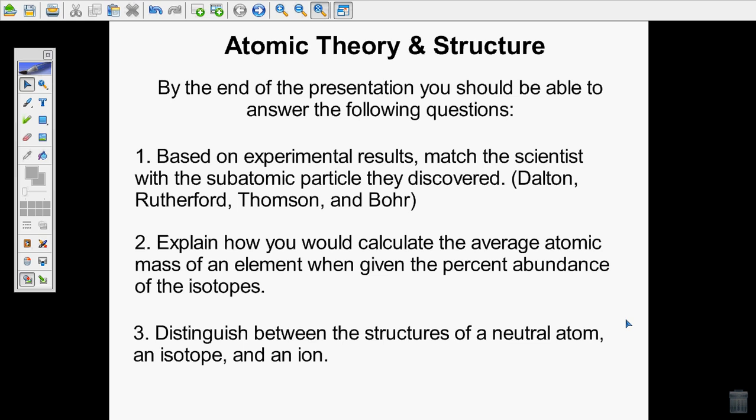So our topic today is atomic theory and structure, and by the end of this presentation you should be able to answer the following questions. Question number 1, based on the experimental results, match the scientists with the subatomic particle that they discovered. For example, Dalton, Rutherford, Thomson, and Bohr. Number 2, explain how you would calculate the average atomic mass of the element when given the percent abundance of the isotopes. And number 3, distinguish between the structures of a neutral atom, an isotope, and an ion.